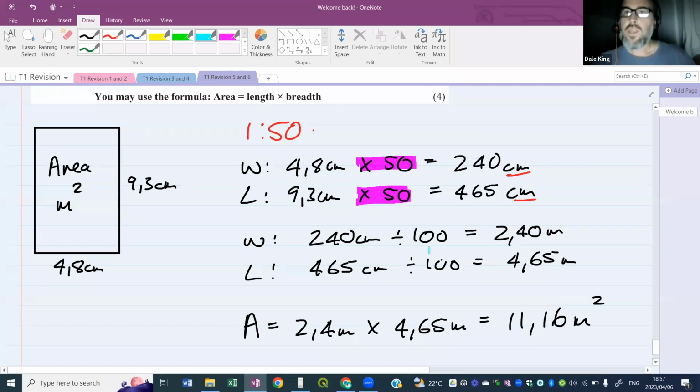Then we had to convert our centimeters into meters because they want the area in meters squared. And that's this part here. Then we convert it into meters, and then we finally wrap up and throw it into our formula. Area equals length times width, and we get an answer of 11,16.